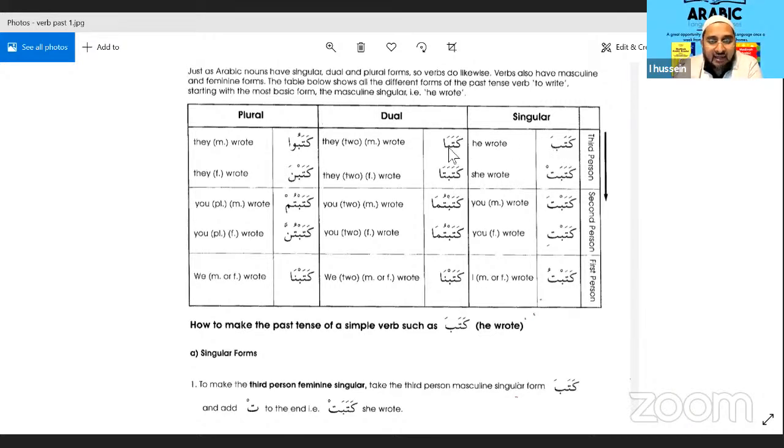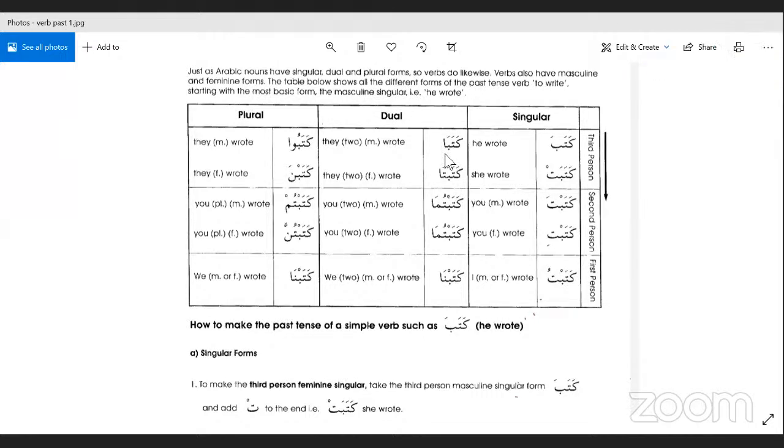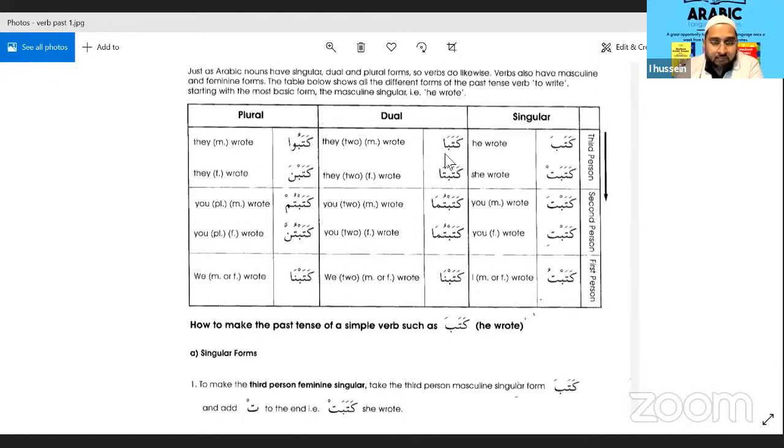So this is the attached pronoun. How does a verb change? It changes when the actual pronoun is attached to the verb to change the meaning. So adding this alif here gives the meaning of dual: they 2, maximum 2. Excellent.